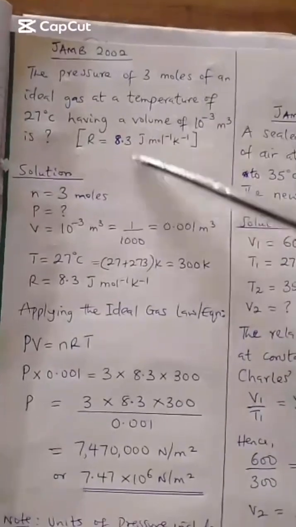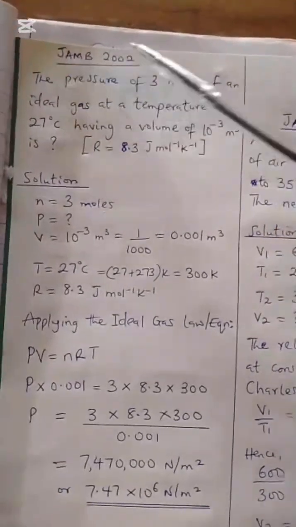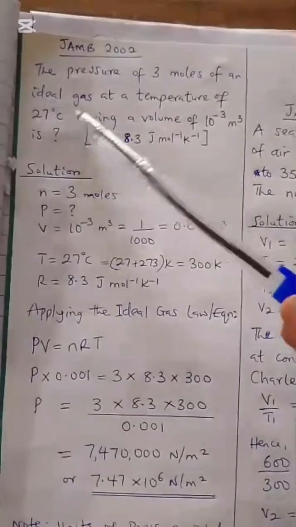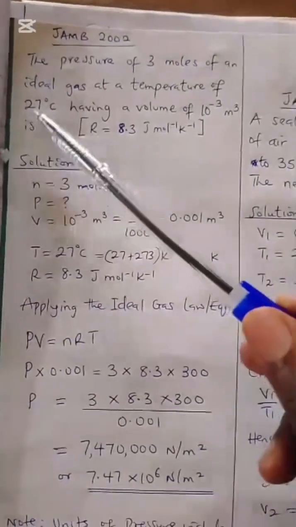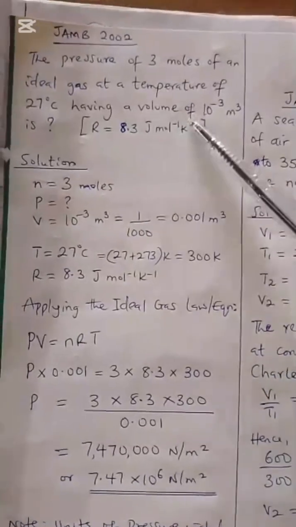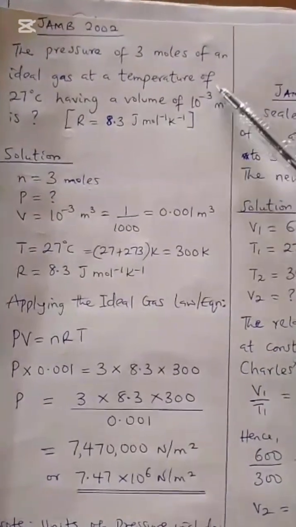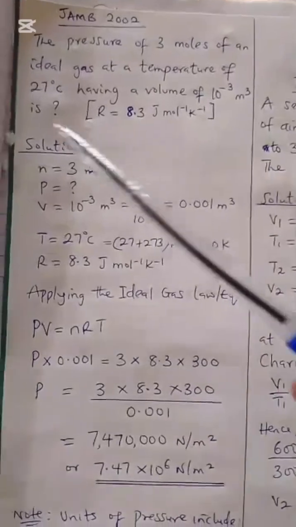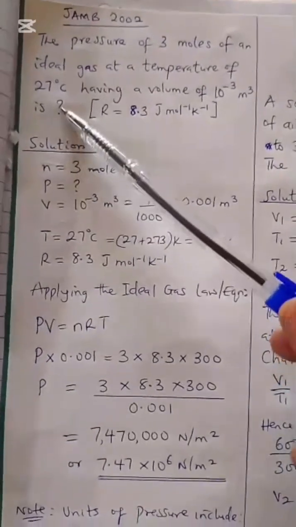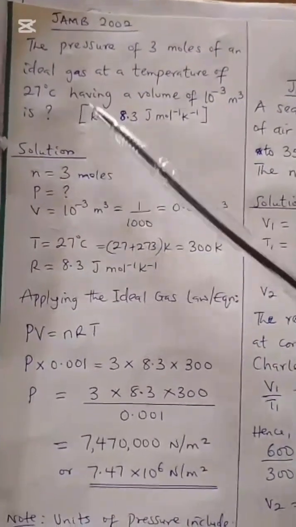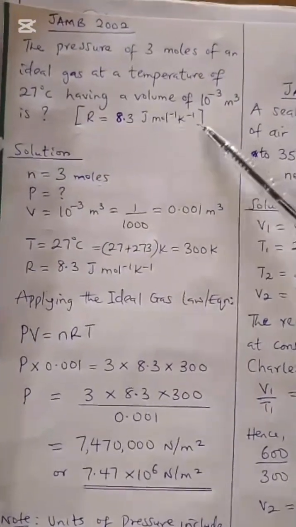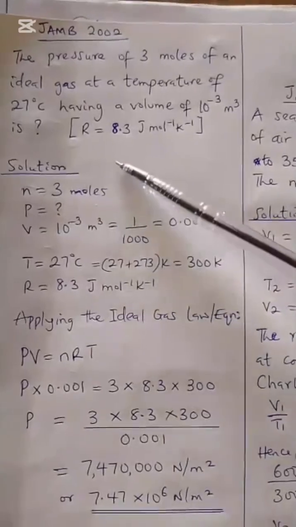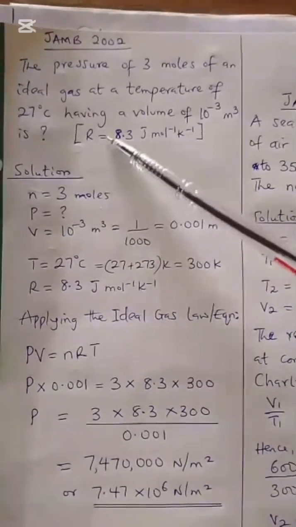Let's look at another question. This is taken from JAMB of 2002. The pressure of 3 moles of an ideal gas at a temperature of 27 degrees centigrade, having a volume of 10 to the power of -3 meter cube, is what? Where R is given as 8.3 joule per mole per Kelvin. So just know that R stands for the universal gas constant.